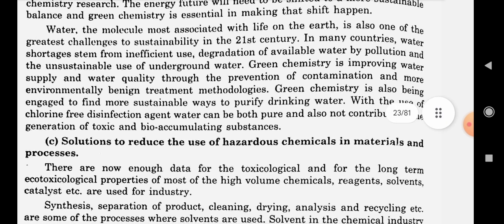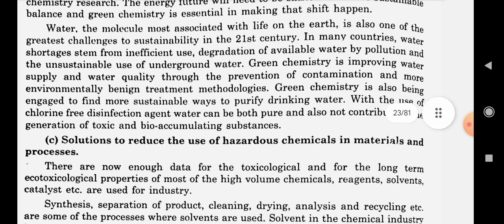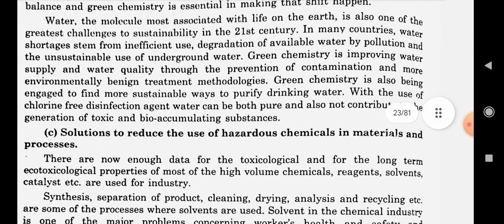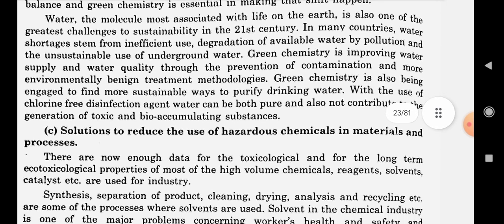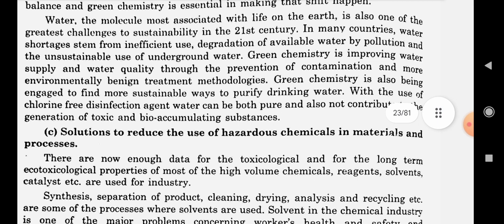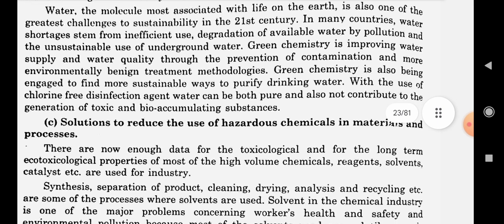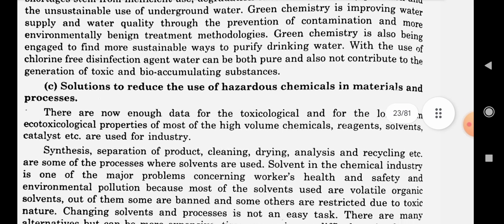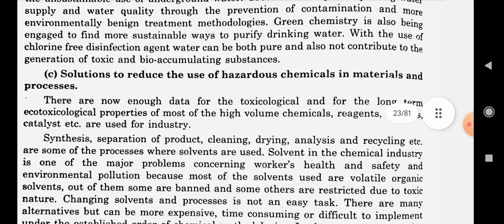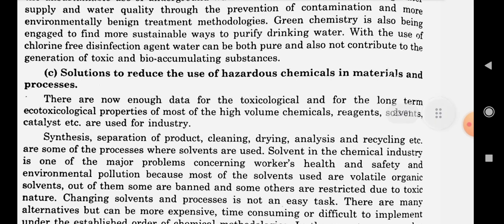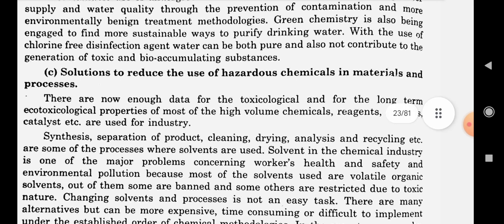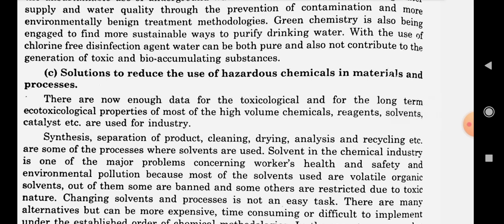In many countries, water shortage stems from the insufficient supply, degradation of available water by pollution, and the unsustainable use of underground water. Green chemistry is improving water supply and water quality through the prevention of contamination and more environmentally benign treatment methods.